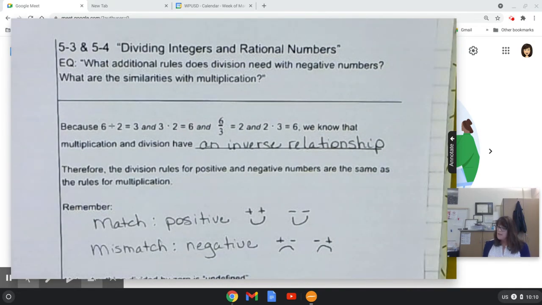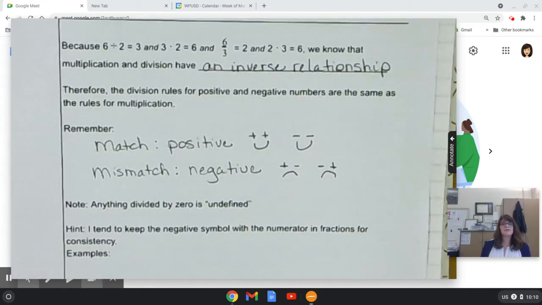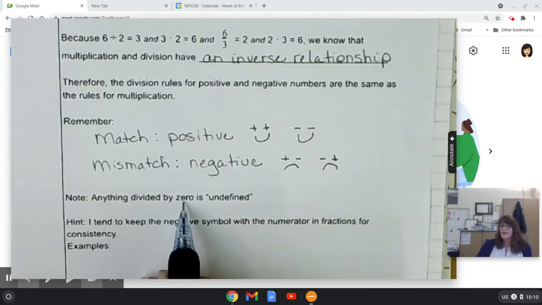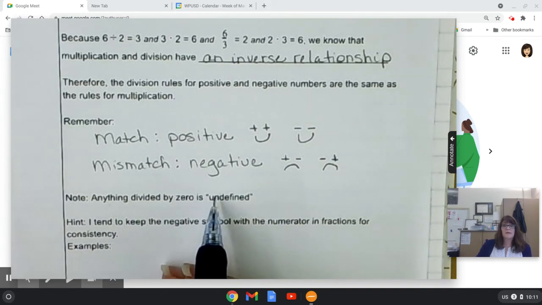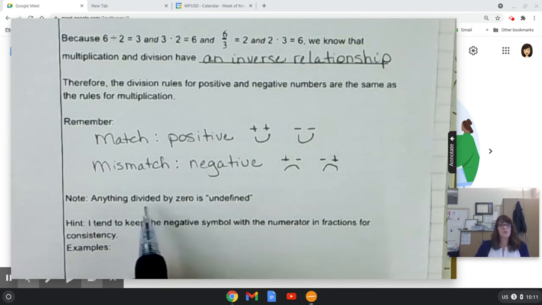Okay. Just a note, it shouldn't come up in 6th grade, but just in case you ever come across something, anything divided by 0 is undefined. It's not positive, it's not negative, it's literally not even a real number. It is undefined. It is like the C4 of math. Okay, so we just don't divide by 0.